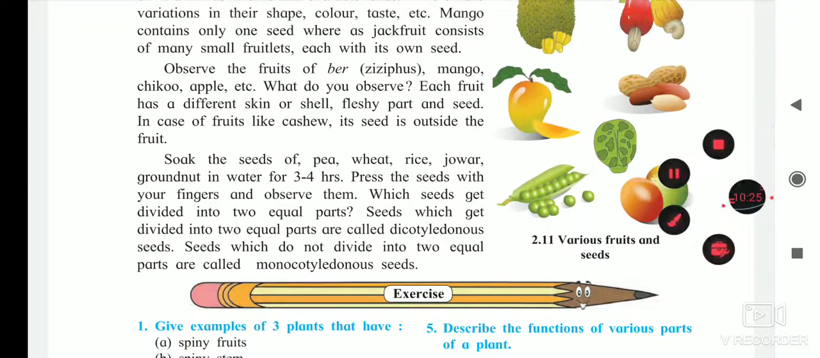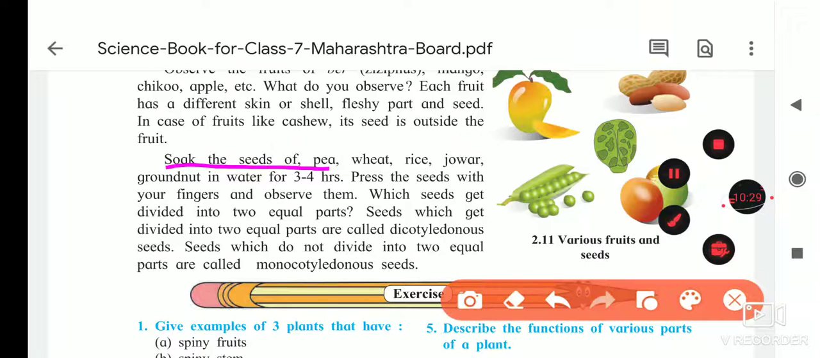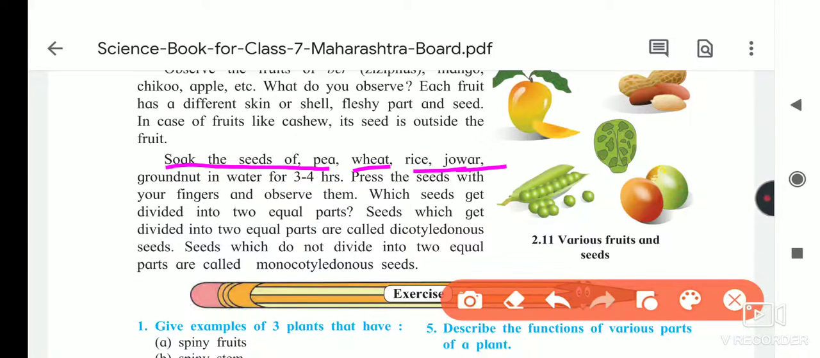Now next, soak the seeds of pea. What they told you: soak the seeds of pea, wheat, rice, jowar, groundnut in water for 3 to 4 hours. Press the seed with your finger. What do you observe? If you press it, pea separates into two parts. But wheat, jowar, rice are not getting separated. Groundnut gets separated in two. So it has two cotyledons. They are called dicotyledons, and those that do not separate into two parts are called monocotyledons. So that is the information given.